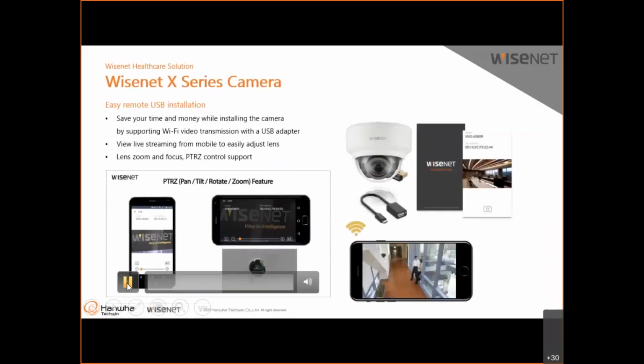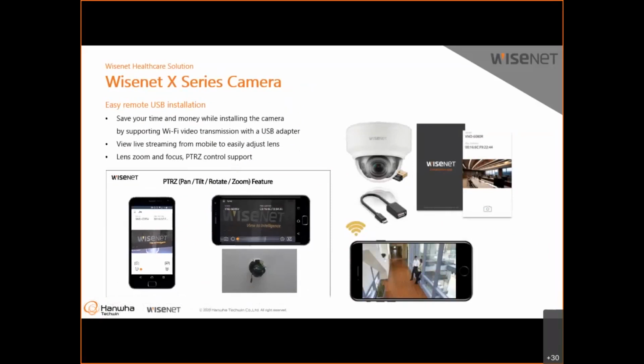This is the function for easy installation. Every X-series camera will have this USB port, and we also provide this application for mobile, so you can download it from the App Store. So you just connect this USB Wi-Fi dongle to the camera, and you can connect the camera to your mobile, and you can use this Wisenet installation application. So you can see the FOV of the camera. You can adjust the angle very easily.